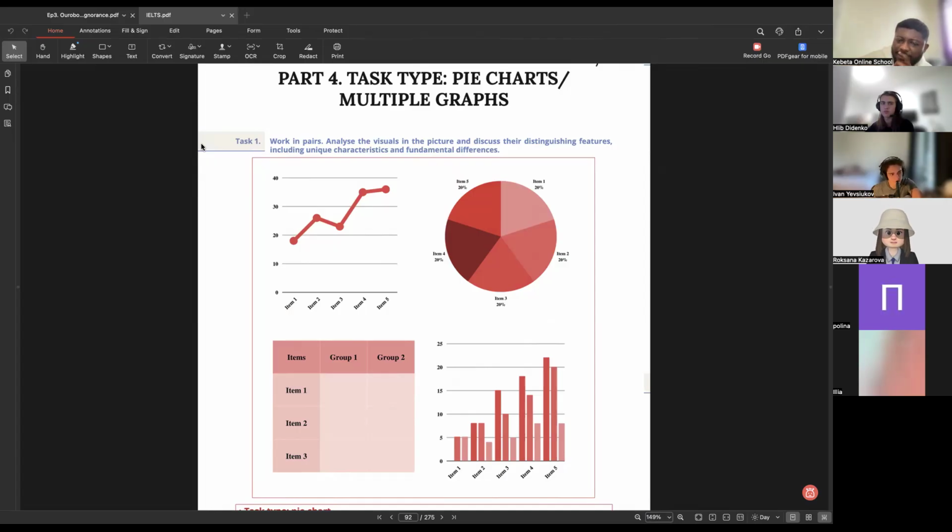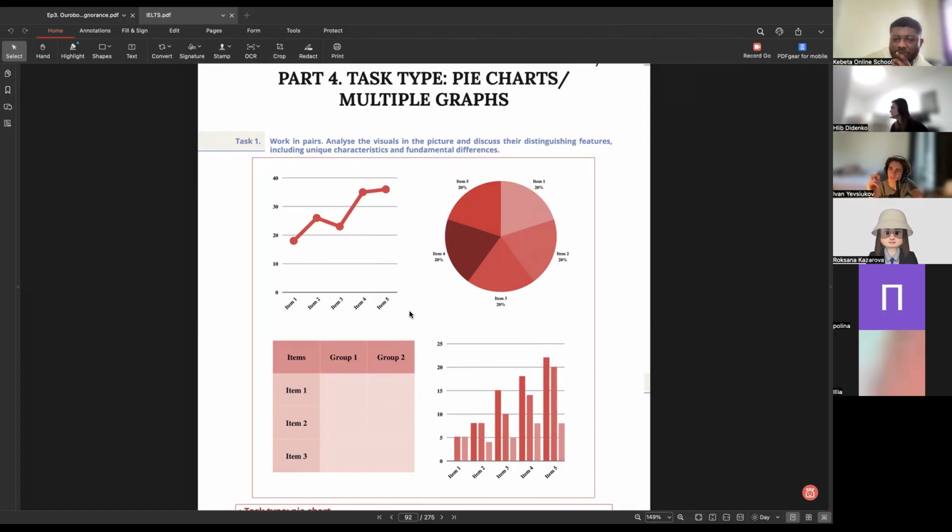Okay. I think I understand where you're going with this. All right. Does anyone also want to add something? Some differences. Okay. Pie chart, bar chart, and yeah, that's all.